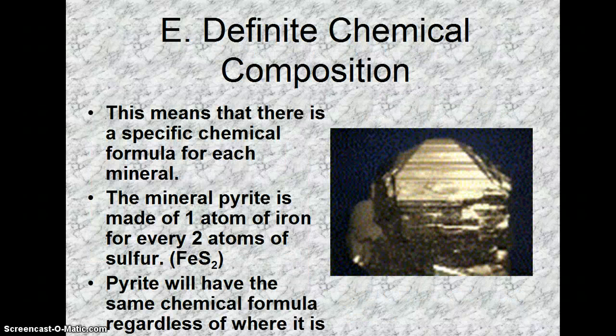Okay, a definite chemical composition. That means that there's a specific chemical formula for each mineral. The mineral pyrite, which is also known as fool's gold, is made up of 1 atom of iron for every 2 atoms of sulfur. So FeS2 is always going to be pyrite. Pyrite will always have the same chemical formation regardless of where it is. That never changes.